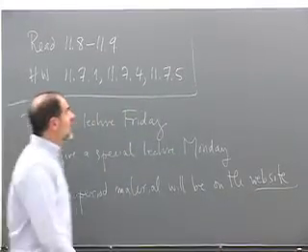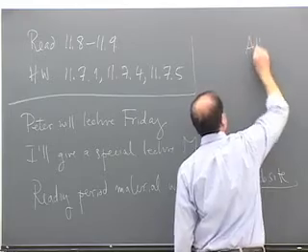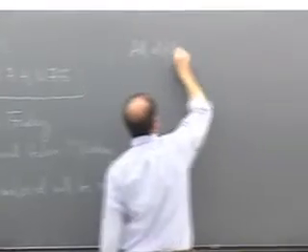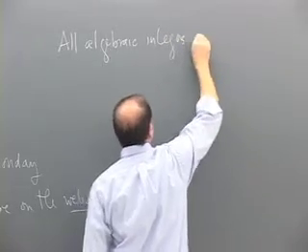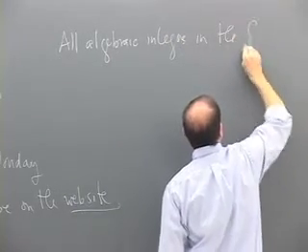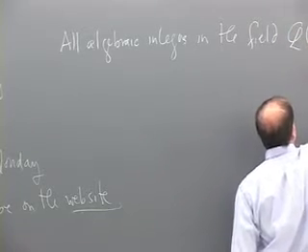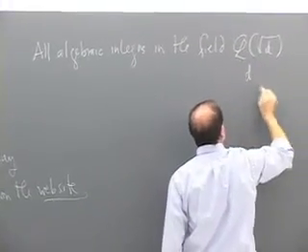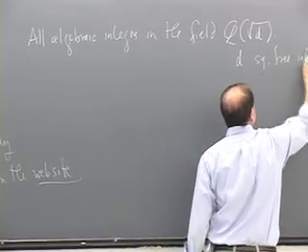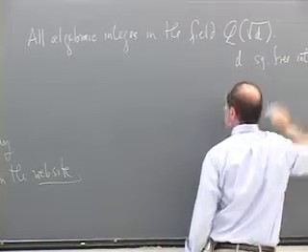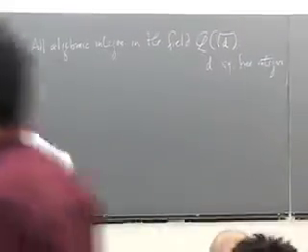Good. So where were we last time? Last time we determined what all the algebraic integers in the field Q(square root of d) were, where d was a square-free integer. And the algebraic integers formed a ring, which we'll call R.